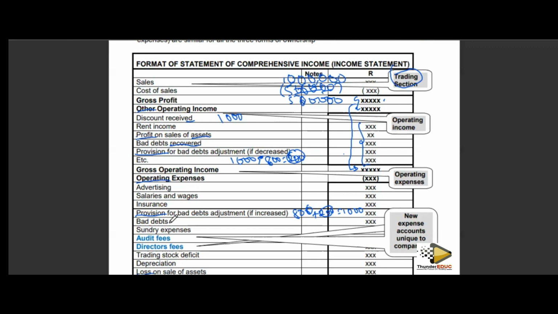Then sundry expenses, these are expenses which are not common, okay? We call them sundries. Remember your cash receipts journal and cash payments journal. We have expenses which are not taking place frequently. So those ones we call the sundries. Now, sundry expenses, also put them here.